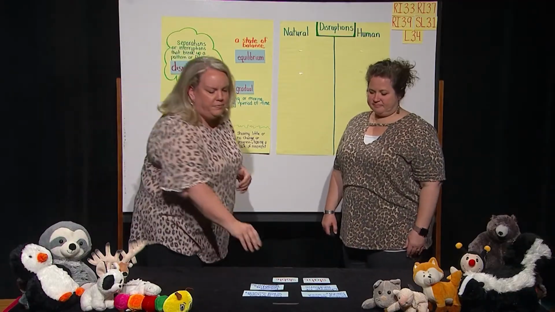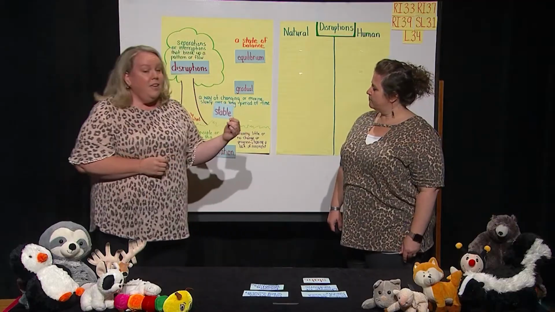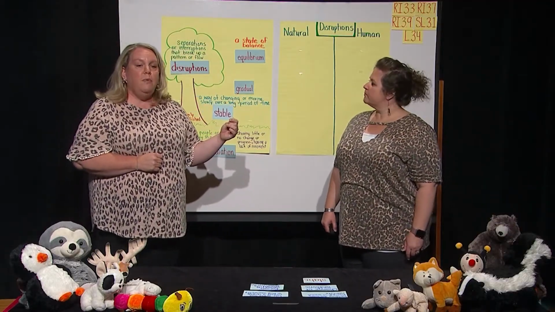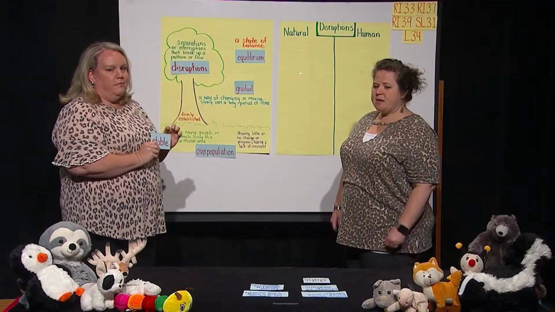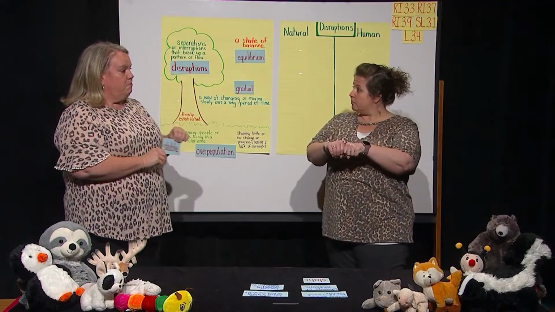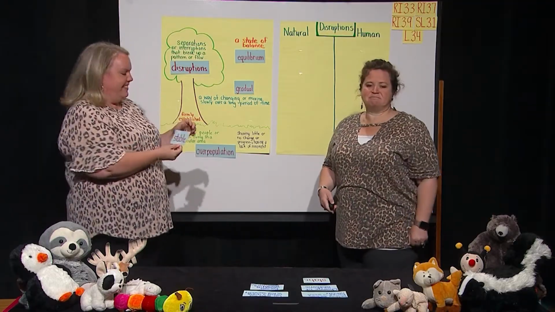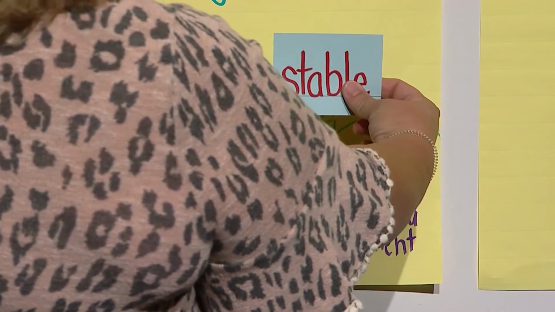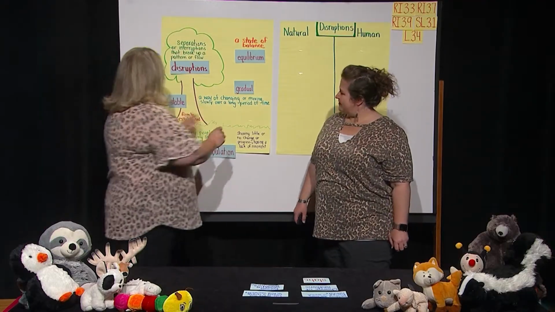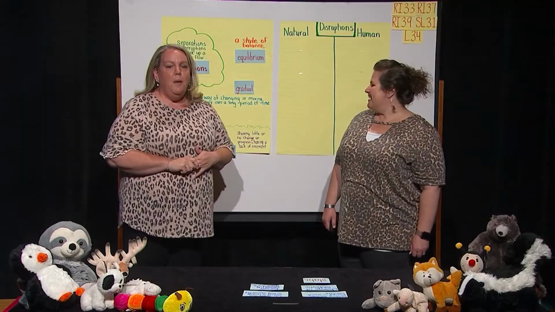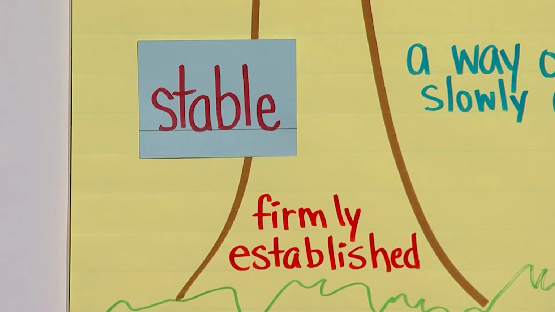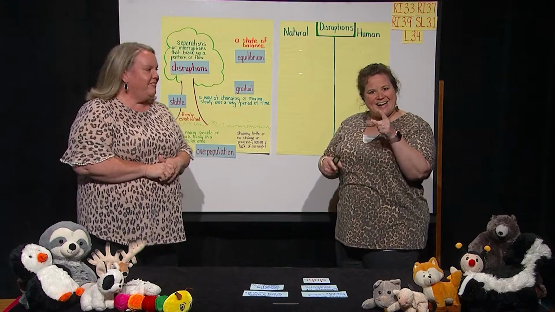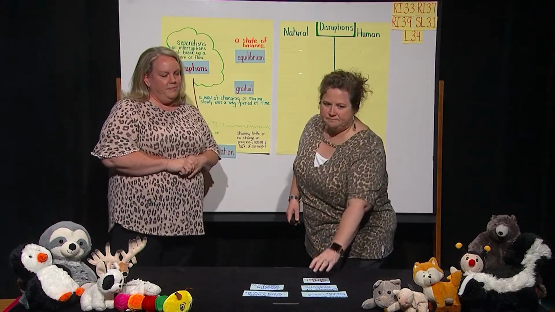We have a couple of more words. Let's look at this one. Stable. It's an adjective. It means firmly established, not likely to change or move very much. So how about let's do this for stable. Perfect, Miss Amanda. I could say Carlos decided that he was ready to adopt a kitten and give it a stable home. What's the word? Stable. Nice work.